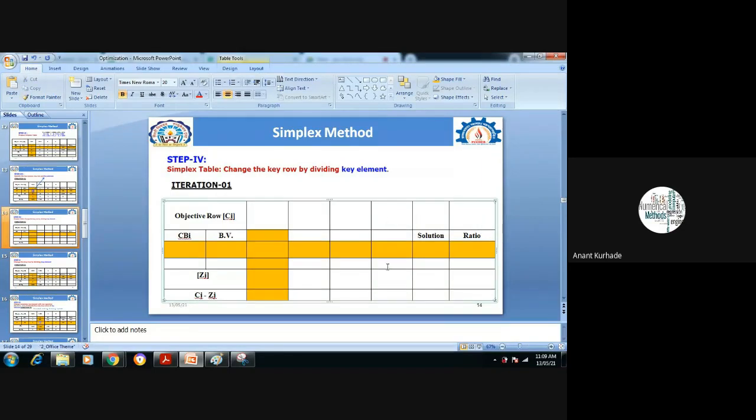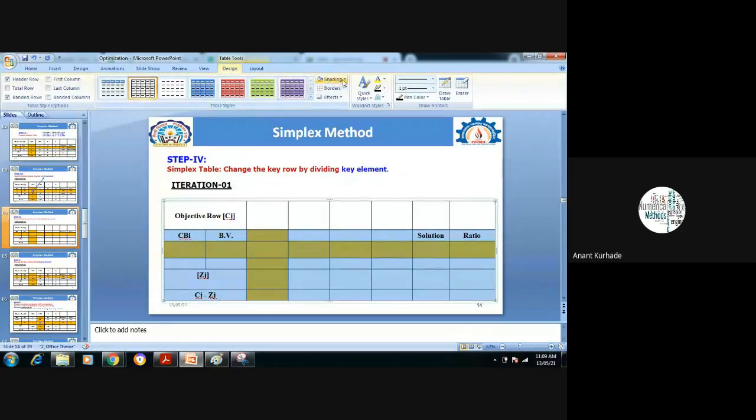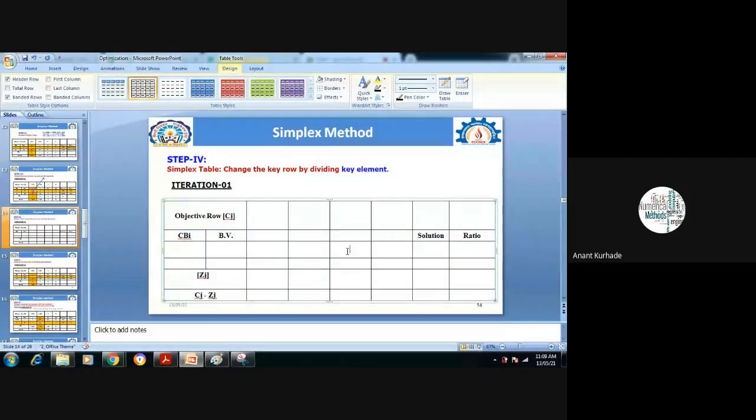Okay. Now A will keep this. It is no. Okay, so this is the format. Now see, for the first iteration, you have to write again. You have to start from the first.